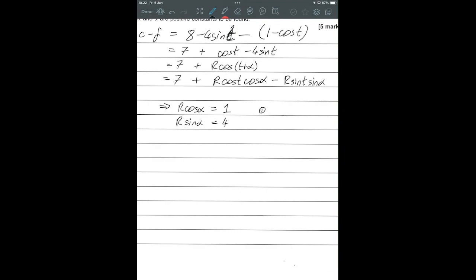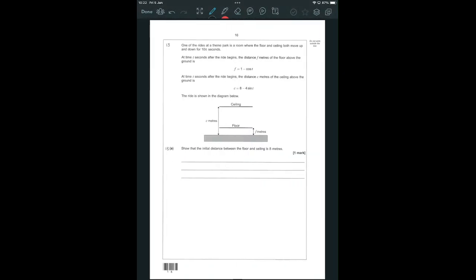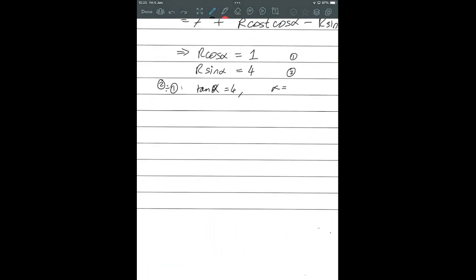And now if I call these equation 1 and equation 2, equation 2 divided by equation 1 gives me tan alpha is 4. So alpha is the tan inverse of 4. Now, looking for some context, is this in degrees or radians? That seems to imply radians. And you should kind of default to radians at this level anyway. So tan inverse of 4 in radians is 1.3258, etc.